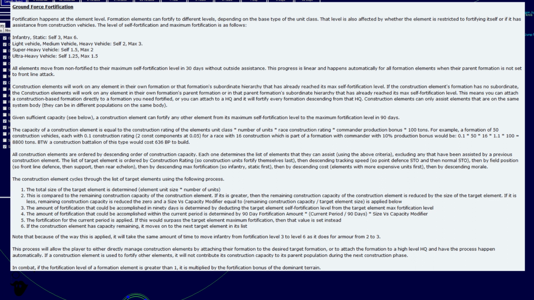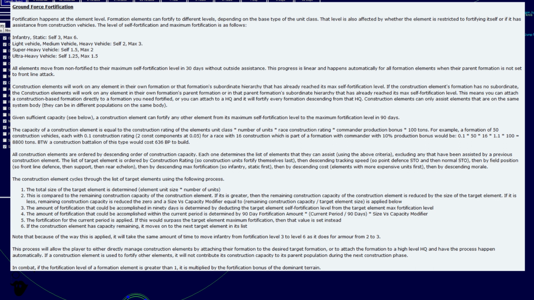Note that because of the way this is applied, it will take the same amount of time to move infantry from fortification level 3 to level 6 as it does for armor from level 2 to 3. This process will allow the player to either directly manage construction elements by attaching their formation to the desired target formation, or to attach the formation to a high level HQ and have the process happen automatically. So you can micro as much as you want.